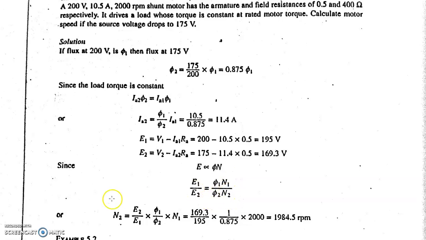N2 is the speed. So we can say that N2 is equal to E2 upon E1 into phi 1 upon phi 2 into N1. The ratio of E2 upon E1, we have the value of E1 and E2. The ratio of phi 1 upon phi 2 we already have, and N1 is the speed in the first case, which is 2000 rpm. So when we put these values, we can get the speed N2 if the source voltage drops to 175 volt, which is 1984.55.